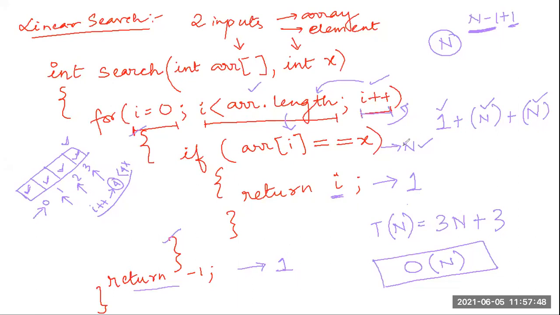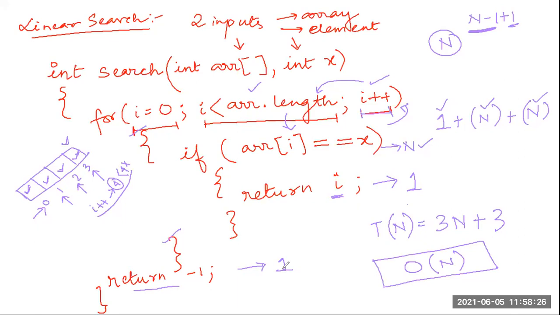Suppose I run my algorithm, go on checking and matching for all the elements, and I do not get a match. So my element is not present in my array, and I will return -1. If in my entire array I do not get the element, at that moment I will execute this statement. So this statement may be executed at most one time, in the worst case that the element I am searching for is not present in the array. So this also is executed one time.